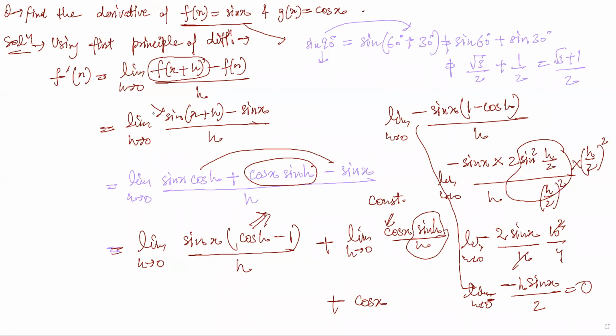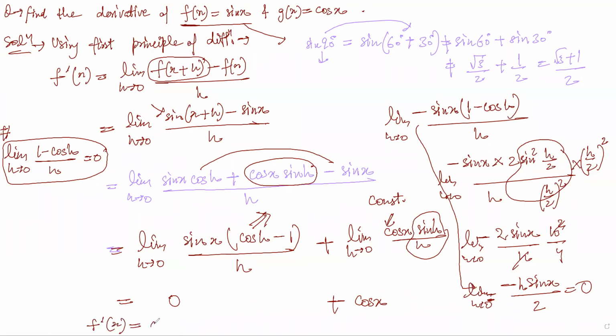Which we can also remember as the formula limit h tends to 0, 1 minus cos h divided by h is 0. This is the formula, which is given in your NCERT already. Limit h tends to 0, 1 minus cos h divided by h is equal to 0. So this can be applied here. So this is 0. This is cos x. So the answer to your question, that is the derivative of f(x) is cos x. So the derivative of sin x is cos x basically.